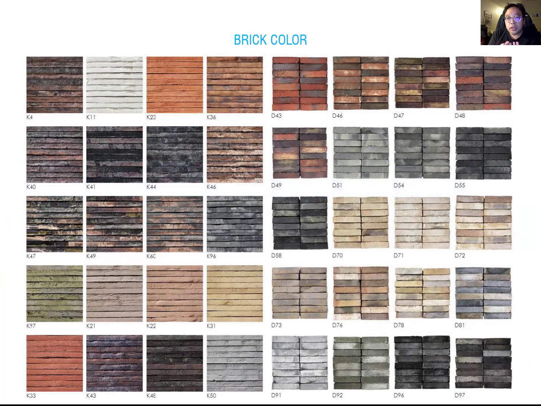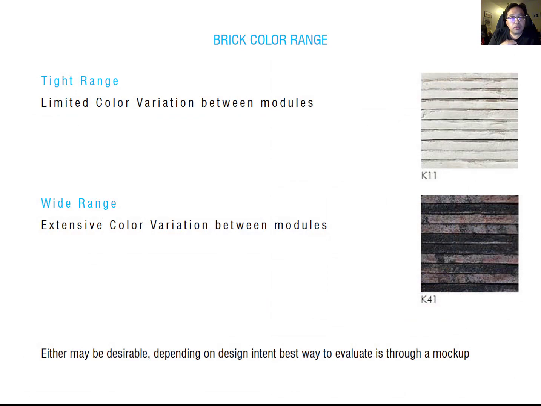Also, brick has lots of different colors available nowadays. You can choose the typical red color brick. Also, you can consider the white color, the gray color, or darker gray, or black color. There are lots of different color options available depending on your project purpose and aesthetics. When you're choosing your brick color, you might consider two different ranges, which are the tight range and wide range. What is the tight range?